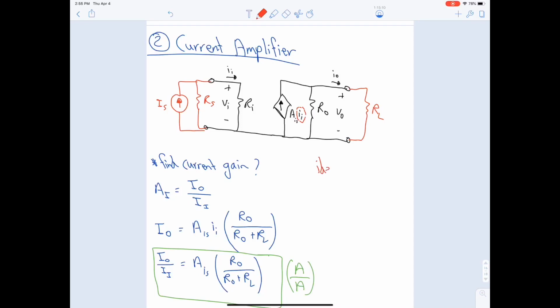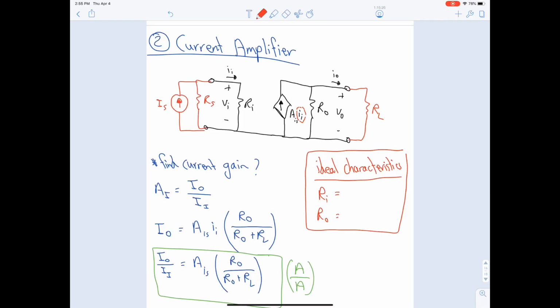The ideal characteristic. We can play only with RI and RO. What should happen to RI so that the entire IS gets propagated to II? What should happen to RI? We have two options. It's either short or open circuit.